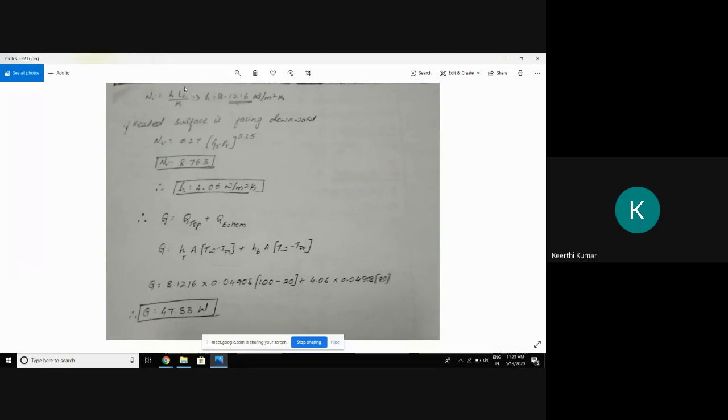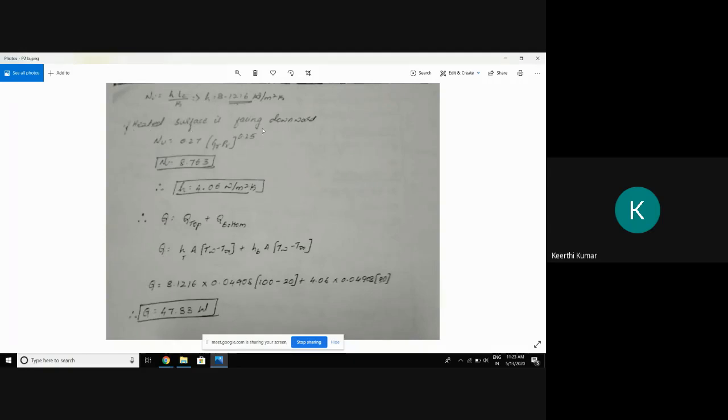Here I have taken Lc. I have not taken the diameter of the disk. I have taken Lc. Remember this. Lc is nothing but area by perimeter. So once you get the H value, substitute in that. This value of H is only for the upper surface, if the upper surface is exposed to the air.